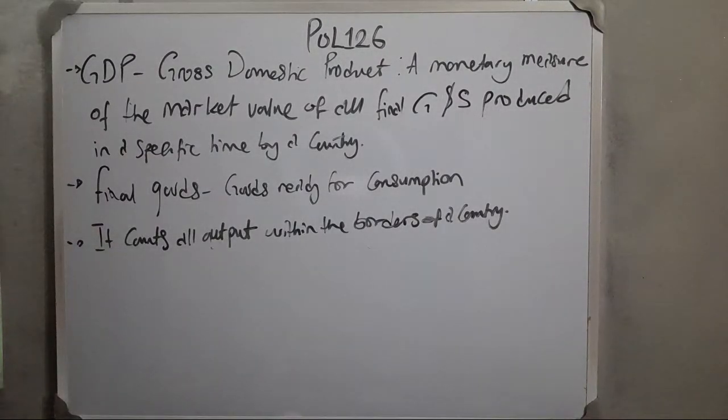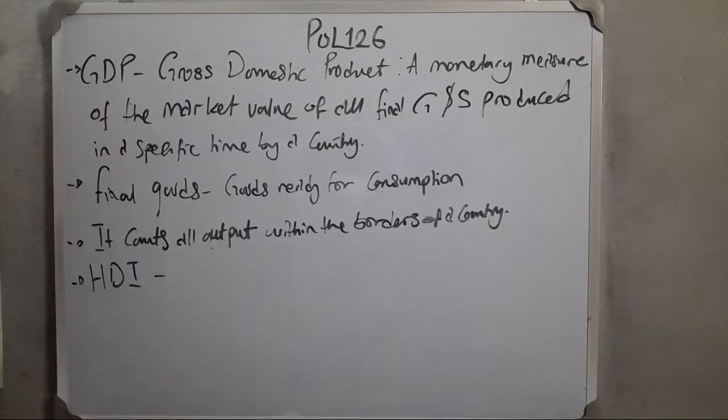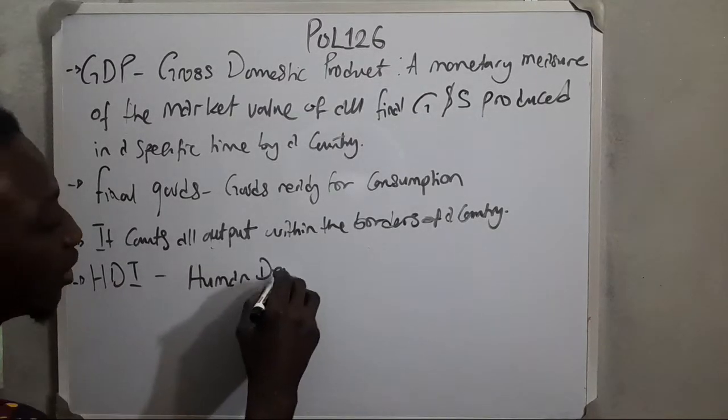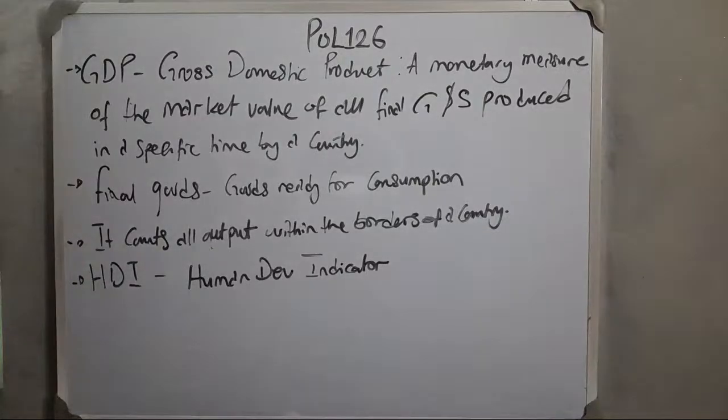So we have that, and there's something called HDI. HDI stands for Human Development Indicator. What does HDI translate to? HDI is a summary measure of human development.